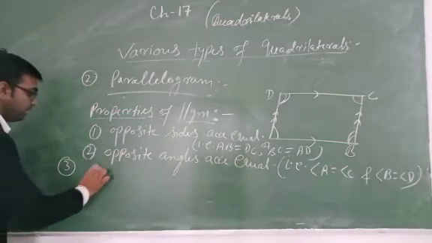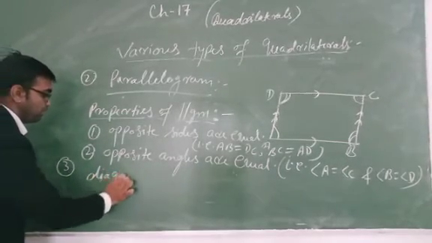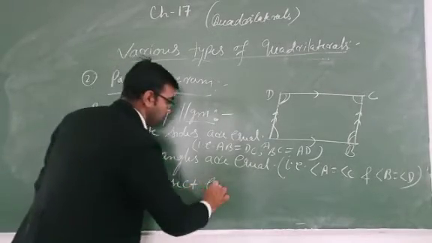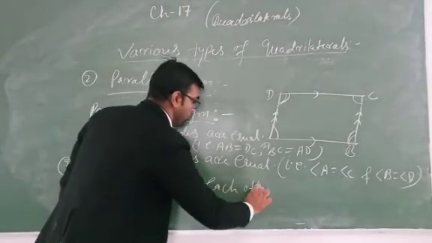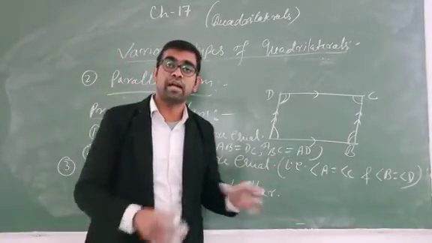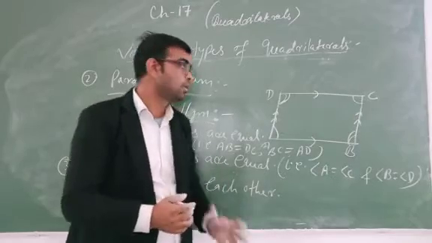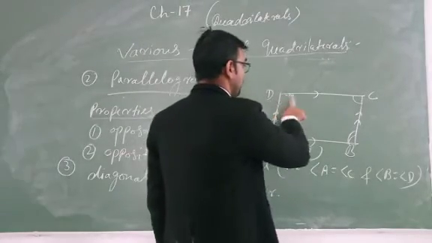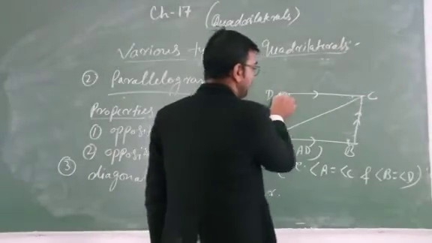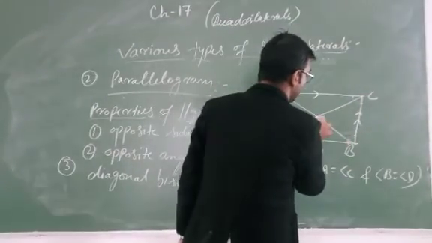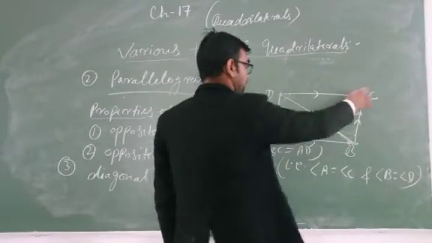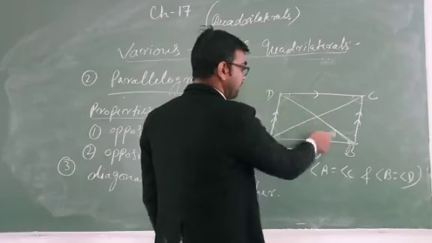Next, diagonals bisect each other. You know what a diagonal is? The line joining non-adjacent vertices is said to be a diagonal. So in this parallelogram, how many diagonals? A quadrilateral has only two diagonals, so a parallelogram also has two diagonals. One is AC and another is BD.